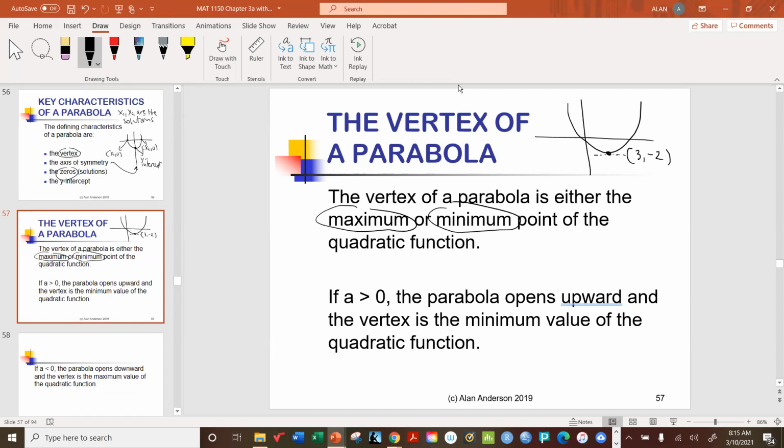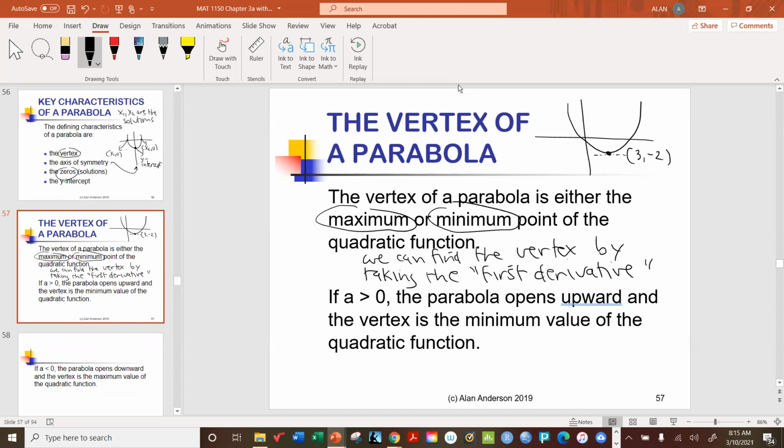So what that means then is that you could find this point, you can find the vertex by taking the first derivative, which we haven't explained yet, but we will. The first derivative is another name for the slope of this tangent line. This comes up in a later chapter, but I just want to mention it right now. The first derivative, i.e. slope of the tangent line, and setting it equal to 0.